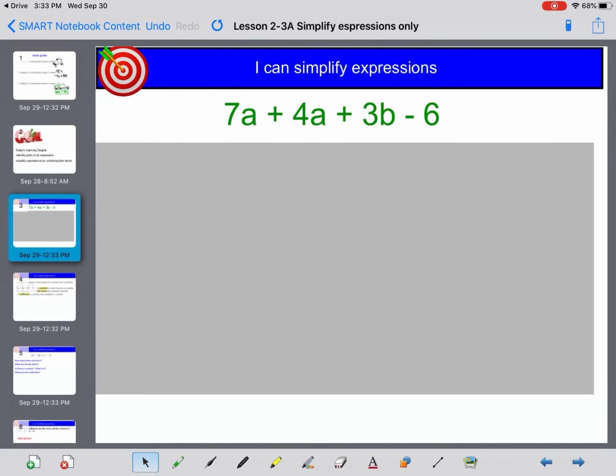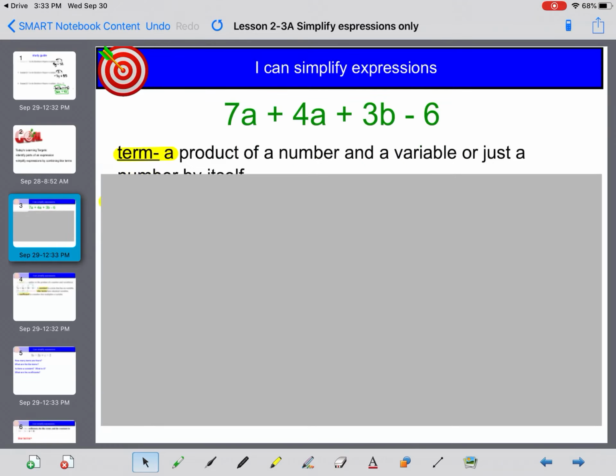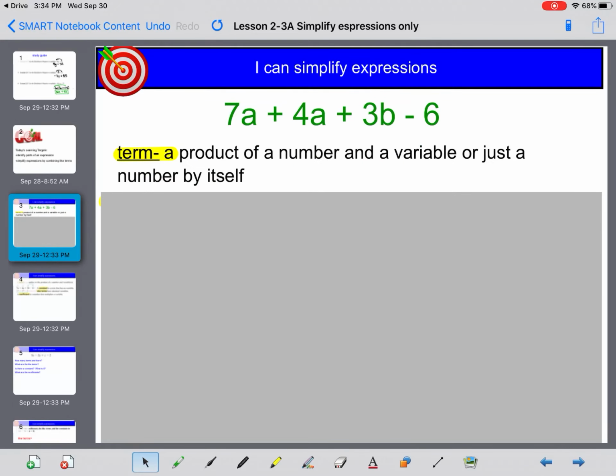Using 7a plus 4a plus 3b minus 6 as your example, let's work through the vocabulary terms. Your first vocabulary word is the word term. A term in math is a product of a number and a variable, or just a number by itself. In the example above, the terms are 7a, 4a, 3b, and negative 6. There are 4 terms in the above expression.